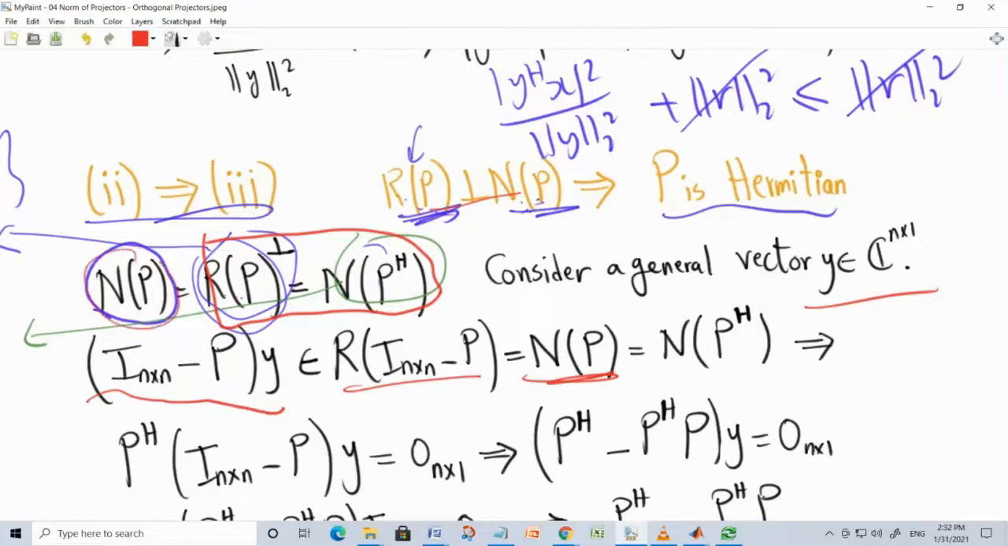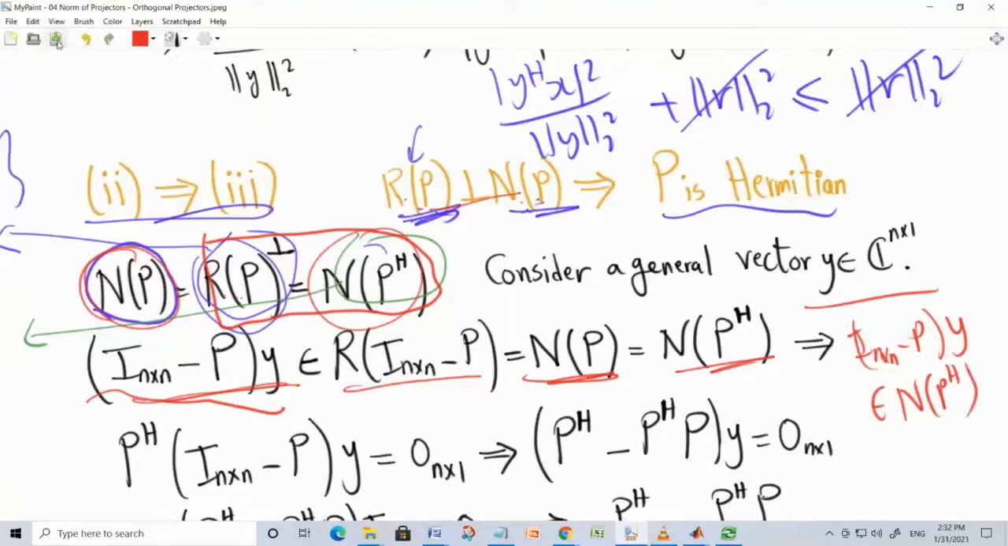But in our particular case here, the null space of B is equal to the null space of B Hermitian. So this vector lives in the null space of B Hermitian, which means that if you take B Hermitian and multiply it by this vector, you get the zero vector. And so it means that B Hermitian minus B Hermitian B, all multiplied by Y, is equal to 0, the zero vector, n times 1.